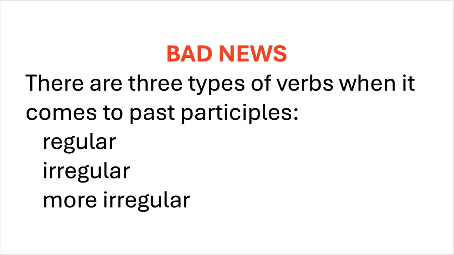Bad news. There are 3 types of verbs when it comes to past participles. There are regular verbs, the ones we like the best. There are irregular verbs, and then there's a third set of more irregular verbs. Let me give you some examples.